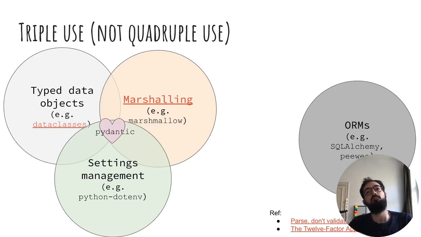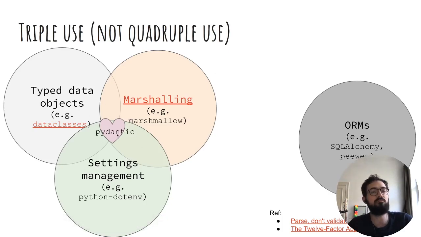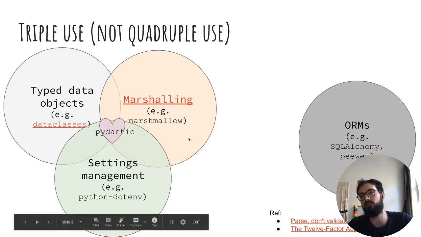So basically what you see from here is that it's kind of killing three birds with one stone. With that one library, pydantic, you're going to be able to do marshalling, you're going to be able to create data classes, and you're going to be able to handle your settings as well if you want to.